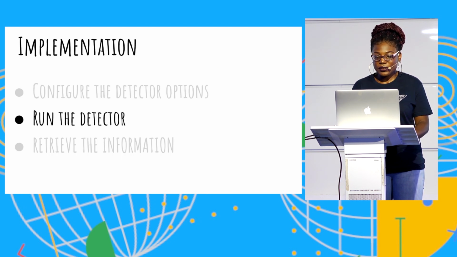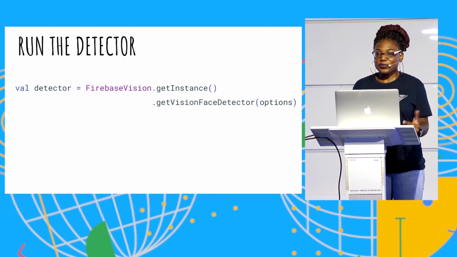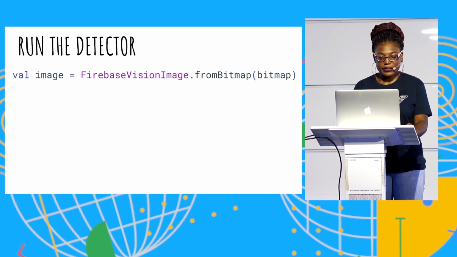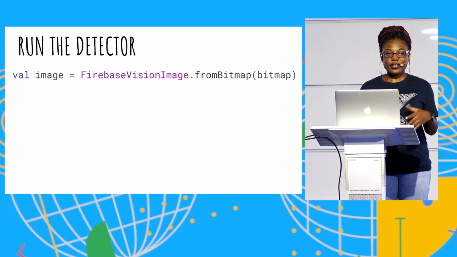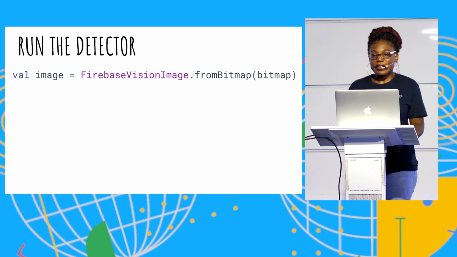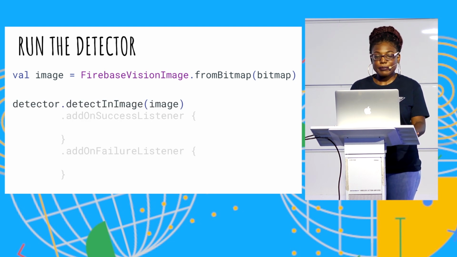Next, we run the detector, and the options we configured in the previous slide, this is where we use them. We get an instance of the FirebaseVision class, and then add the options to it to get the vision face detector. For this talk, I assume we're dealing with static images and not images that move around in the camera. So we call FirebaseVisionImage, and this API allows us to pass images to it in different formats. Here we choose the bitmap option, and this returns a FirebaseVisionImage object to us. Next, we call the detectInImage method and pass in our FirebaseVisionImage instance.